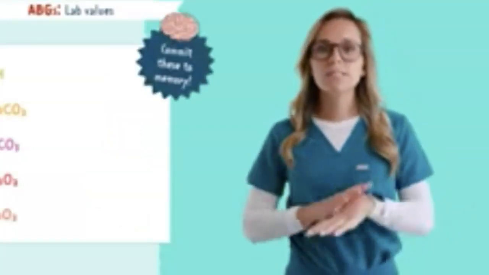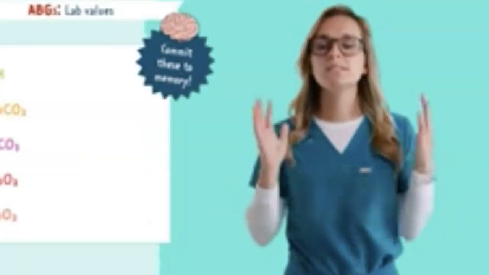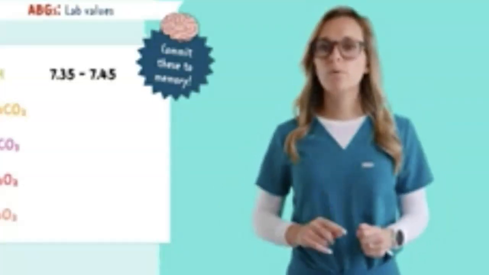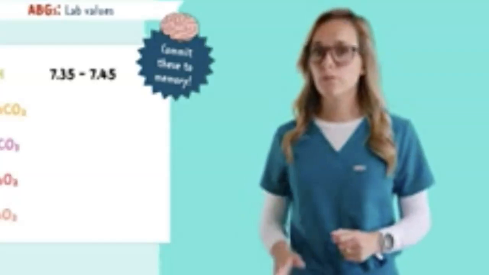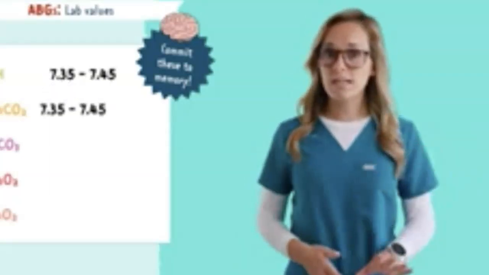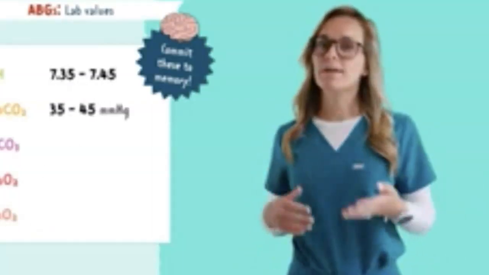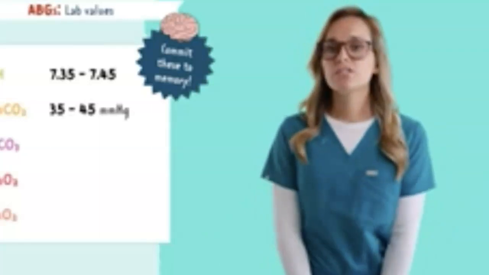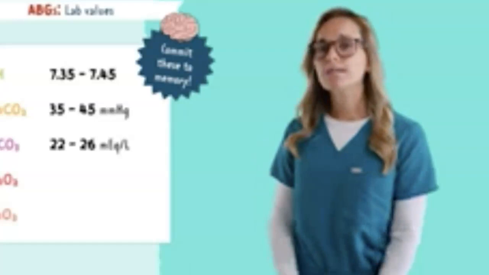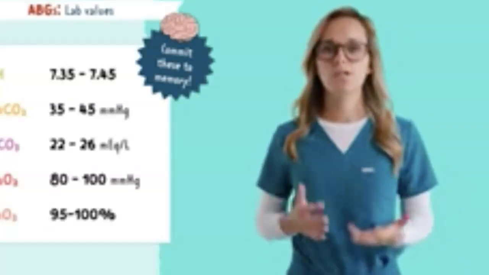You must commit these to memory if you want to ace these ABG practice questions. You want to know these like the back of your hand. So the normal range for pH is 7.35 to 7.45. CO2 is easy to remember because you just take off the 7 of the pH and you get your value for CO2, which is 35 to 45. The normal range for HCO3 is 22 to 26. PaO2 is 80 to 100, and SaO2 is 95 to 100%.